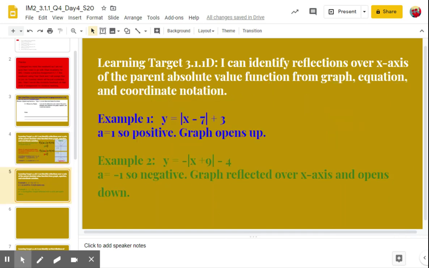All right, so we look at a couple examples here. We have y equals absolute value of x minus 7 plus 3. Well, then we know that the a value is 1, because there's a hidden 1 right here, right? If you don't see a number, it's 1. So a is 1, it's positive, therefore it opens up. In the next example, we have y equals -1 times the absolute value of x plus 9 minus 4. A value is negative, therefore this graph reflected over the x-axis and opens down. That's it.